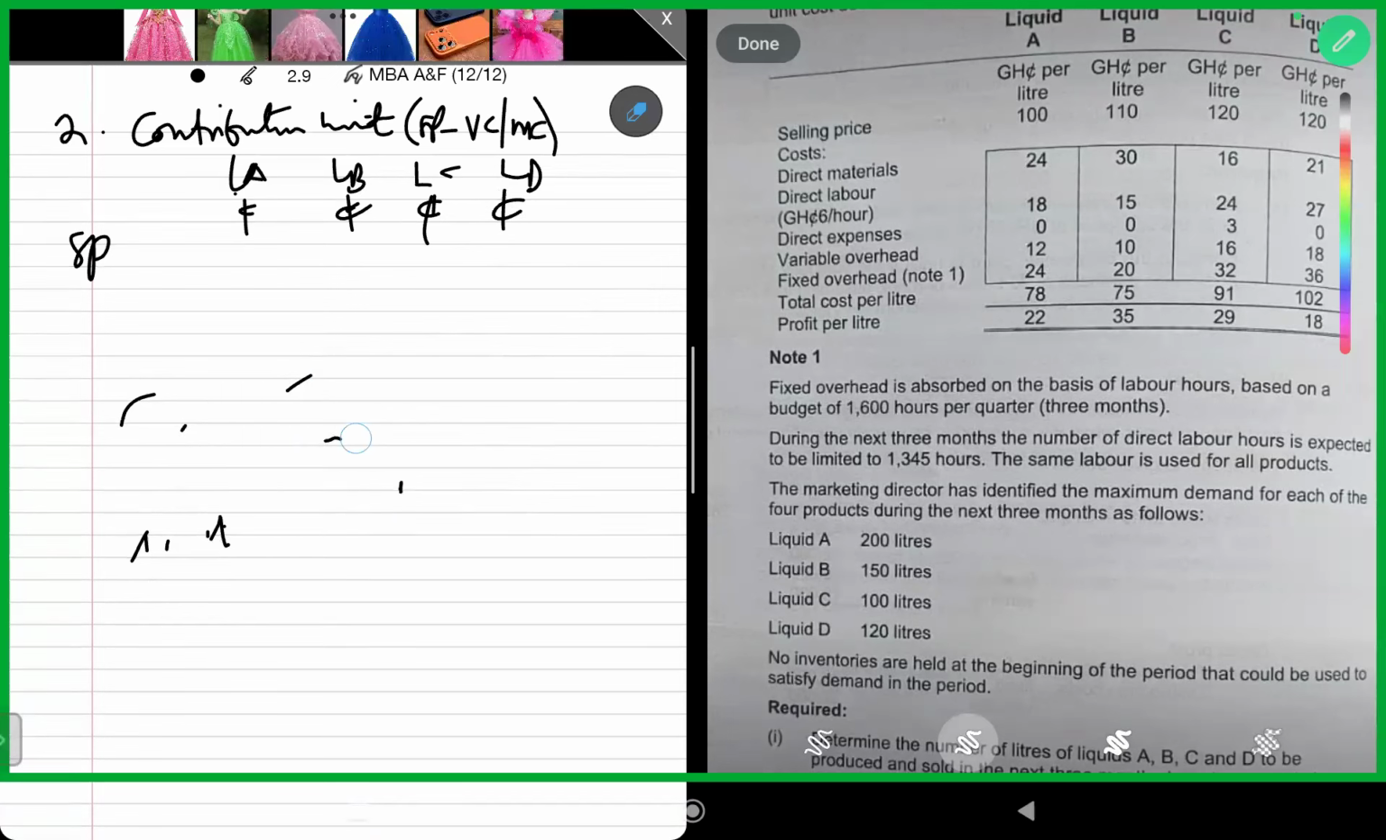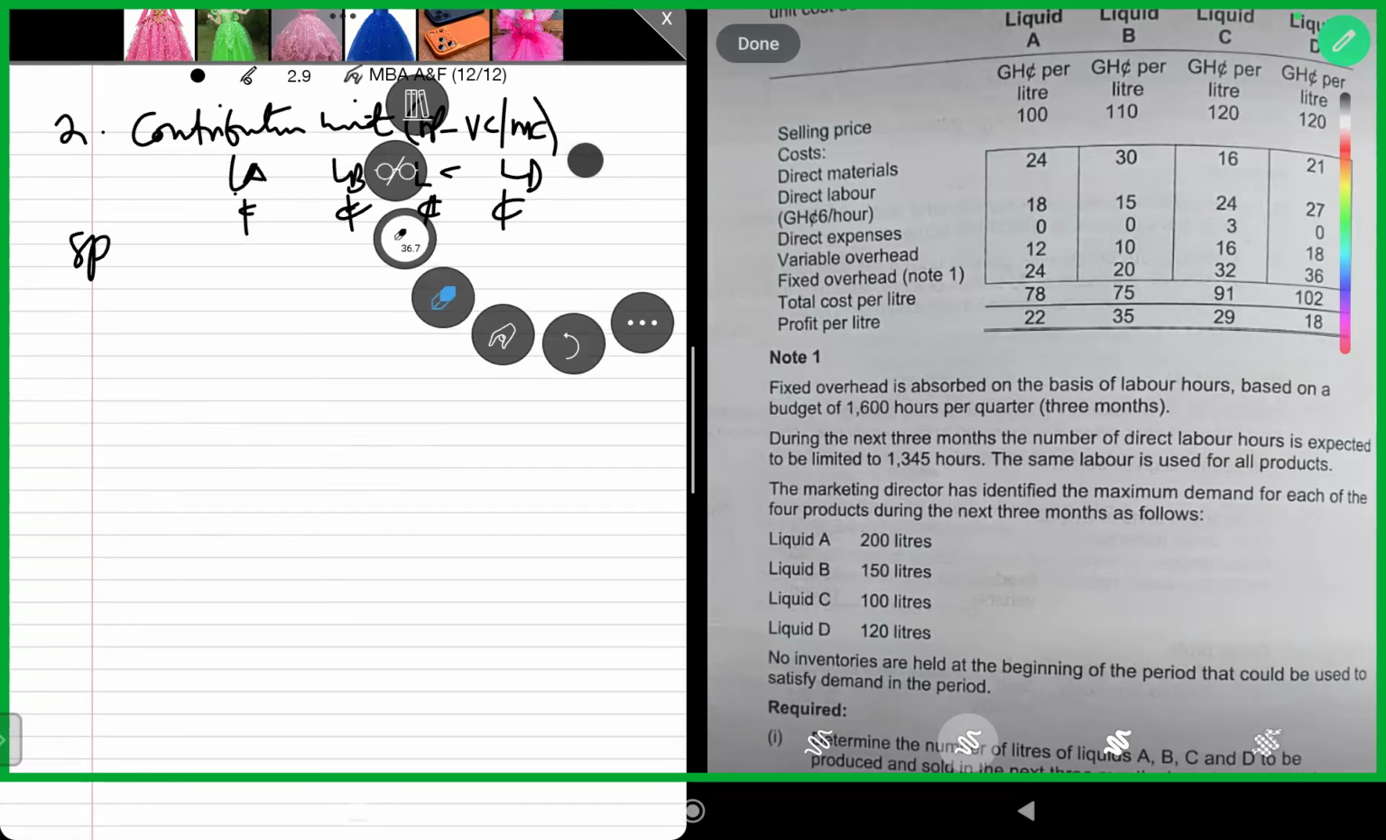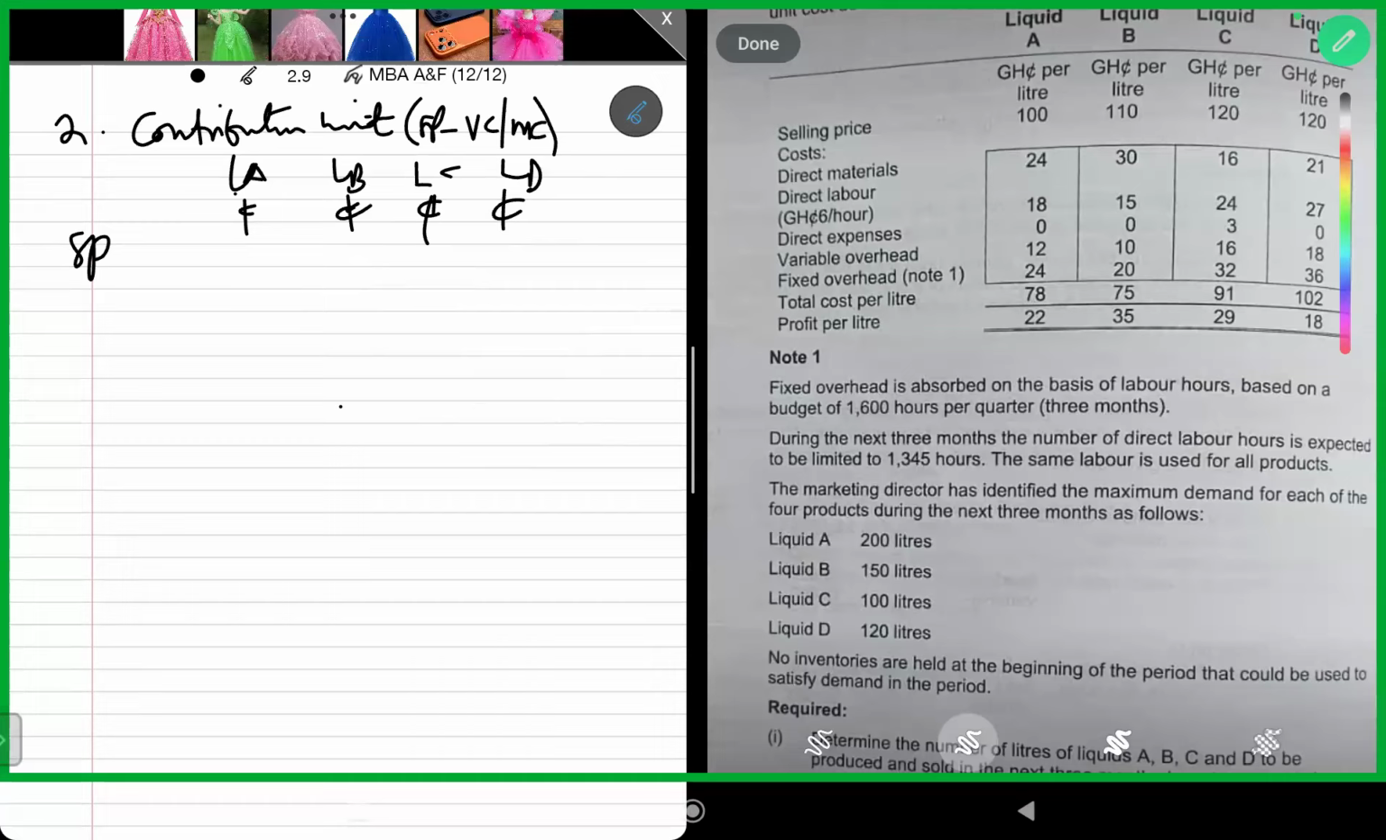It's the same with cost price. Cost price is for 1. Cost of sales is for volume. Selling price is for 1. Sales is for volume. All right. So we have 100 here, then we have 110 here, then we have 120 there, then we have also 120. That's it. So this is our selling price. Very easy to obtain.